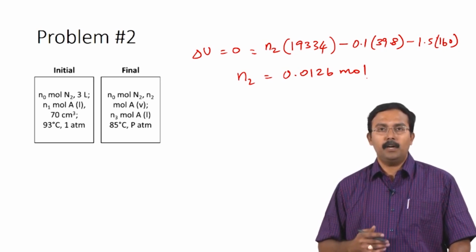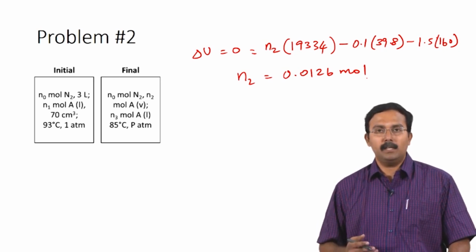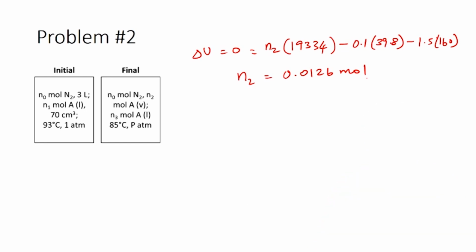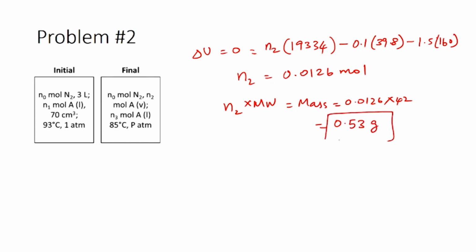So, with this we have performed the required energy and material balance calculations to find all the components that have been asked for. This number of moles can also be converted to mass, because we have been asked to calculate the mass of liquid which has been evaporated. So, N2 times the molecular weight would give you the mass, which is equal to 0.0126 times 42, giving you a value of 0.53 grams. So, 0.53 grams has actually evaporated. So, with this we come to the conclusion of this tutorial session.